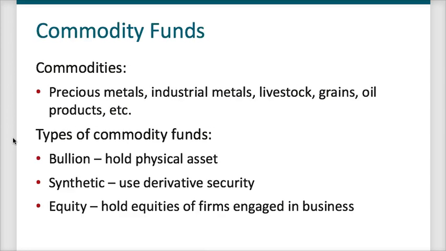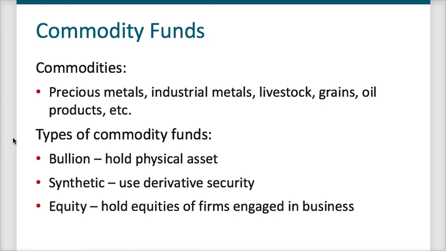Now, let's talk about commodity funds. Commodities include precious metals such as gold and silver, industrial metals like copper and aluminum, and livestock. You can invest in pork bellies, grains, oats, wheat, and oil products, mostly just crude oil. These commodities can be incorporated to give different aspects of allocation and lower overall risk profiles.